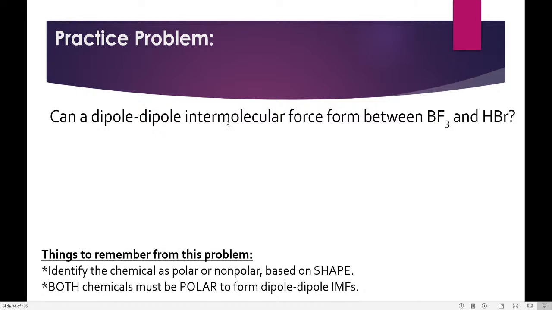Okay, can you have a dipole-dipole between BF3 and HBr? So what is the first thing we have to figure out? Are both of these covalent? Yes, they're both non-metals, right? There's no metals here. Okay, then I've got to figure out, are they polar or non-polar? So you already know HBr is polar. How am I going to figure out BF3? What do I do first?